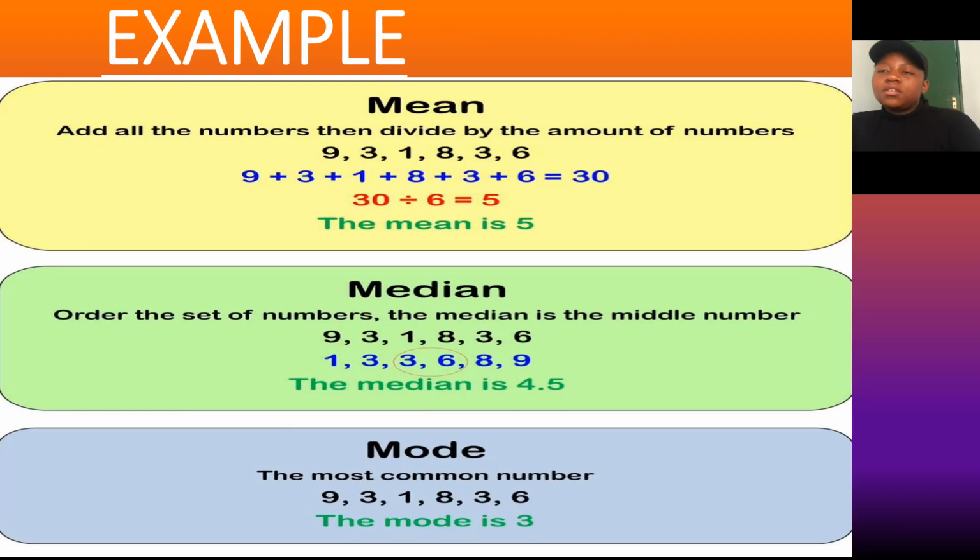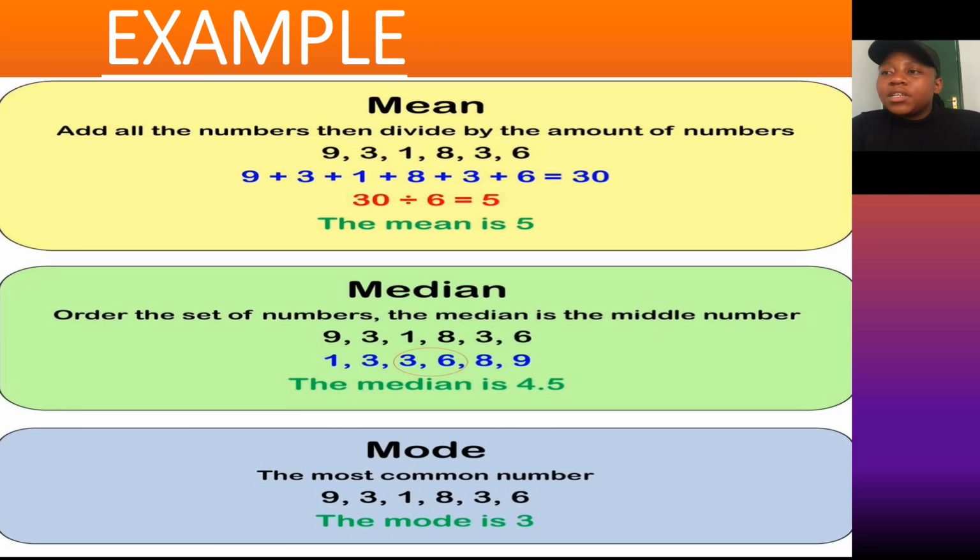So let's just quickly look at this example over here. We're given the numbers 9 3 1 8 3 6. So in order for us to find the mean, we're just going to add up all those numbers, and then we get 30, right? Then how many numbers do we have? 1 2 3 4 5 6. So we're going to say that 30 divided by 6, and our mean will be equal to 5.